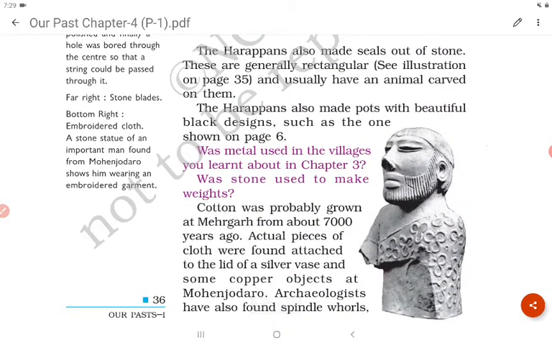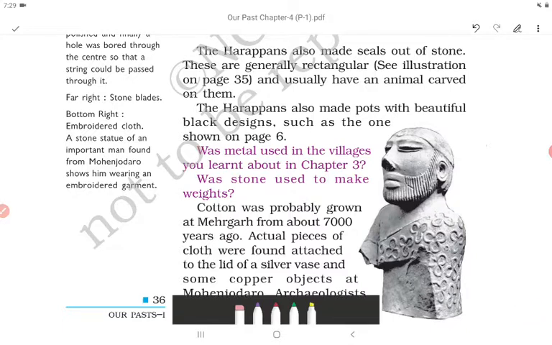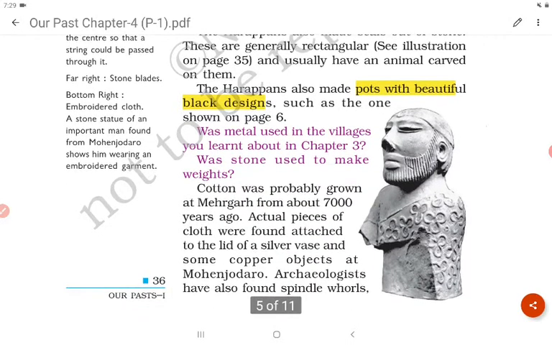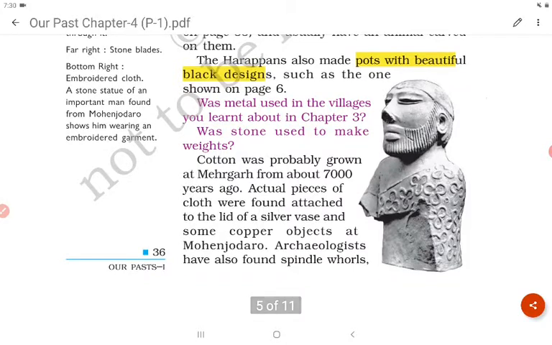Harappans also made seals out of stone. These are generally rectangular, see illustration on page 35, and usually have an animal carved on them. The Harappans also made pots with beautiful black designs, such as the one shown on page 6.